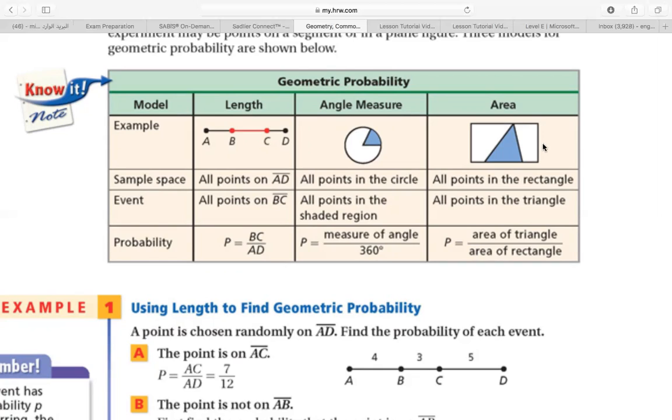But let's talk about the area. If I want to know the probability of finding a point in the shaded triangle, first I have to get the area of the shaded triangle. Then I'm going to write it in the numerator. Then I'm going to get the area of the rectangle, and I'm going to write it in the denominator.